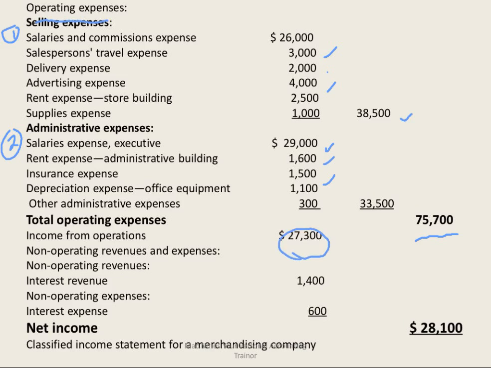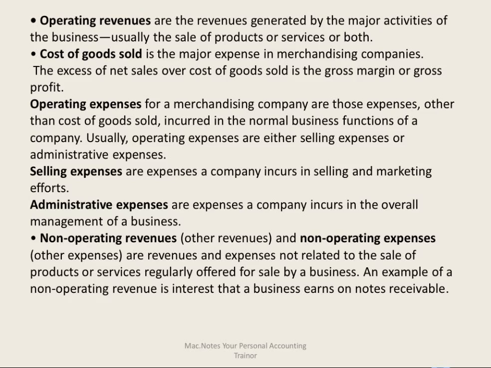But I also have other revenue. I might have rent revenue or interest expenses. They're called non-operating revenue and expenses, and we add or subtract them to come up with the total net income. So there's net income from operations. That's the key one that people who analyze the financial statements look at. They want to see how well this company is doing in terms of operations.